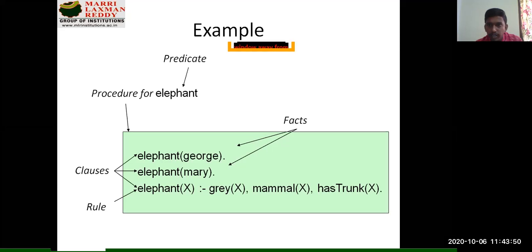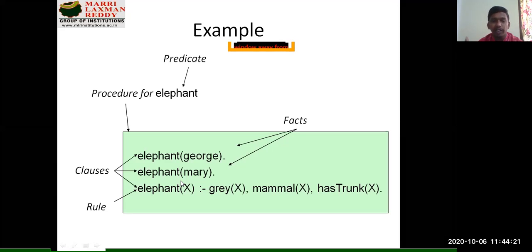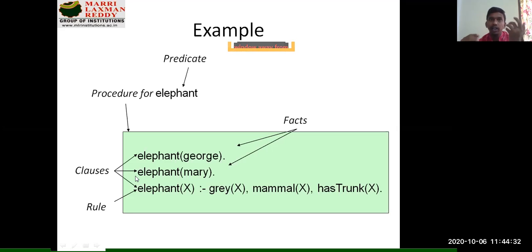Okay, so we are going to take a small example for understanding logic programming with respect to some procedures. I have considered a predicate here called elephant. Now I have a set of statements with respect to elephant. Here we are representing this with respect to a procedure. But before this procedure is defined, we are going to have some statements like George is the owner of the elephant.